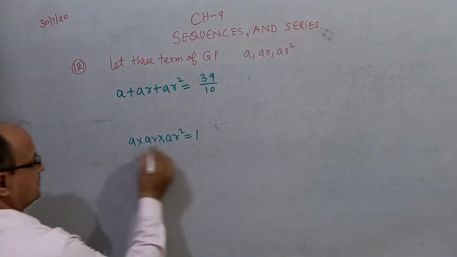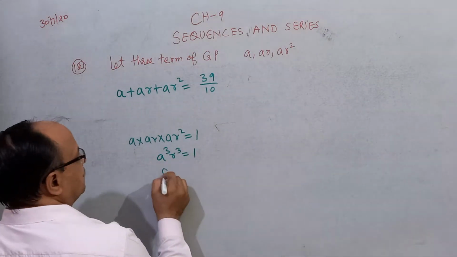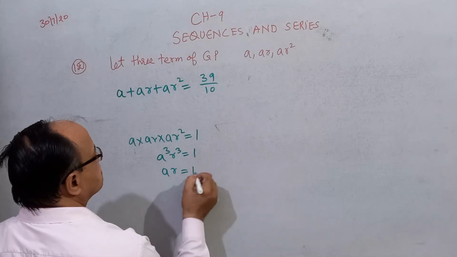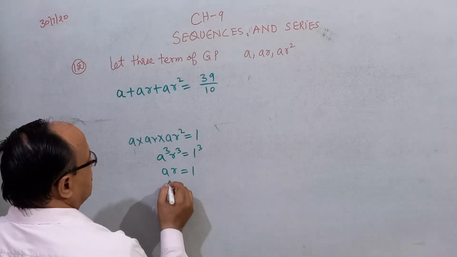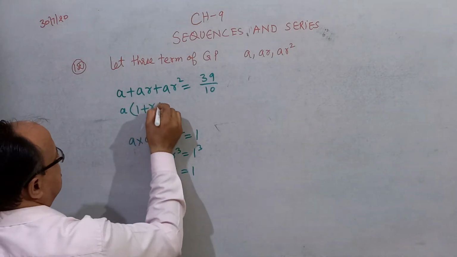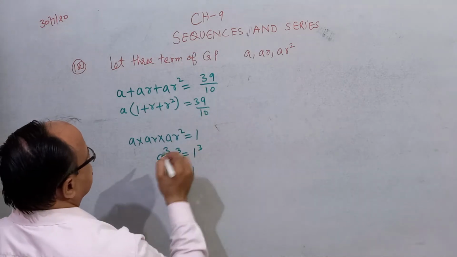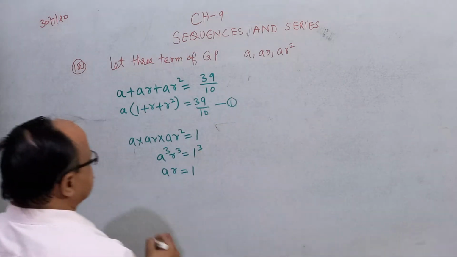When you multiply, it will become A cube R cube is equal to 1. Therefore AR is equal to 1. 1 you can write as 1 cube, and from here you can take common A: A into 1 plus R plus R square is 39 by 10. This is equation number first.